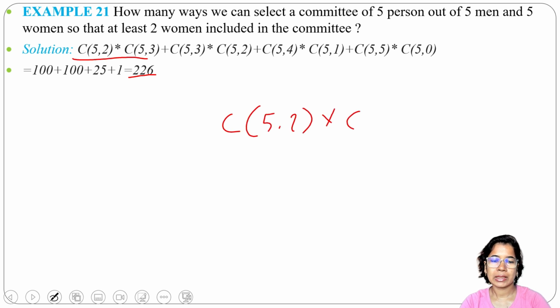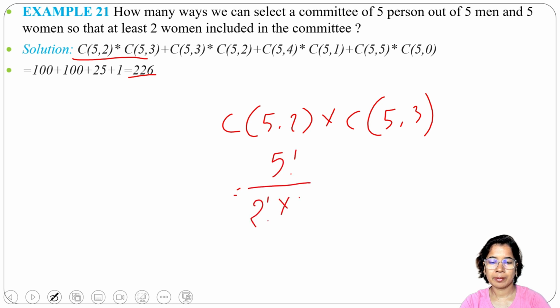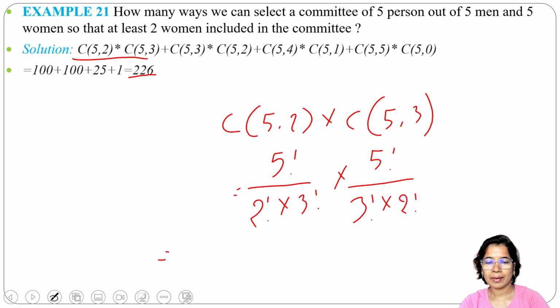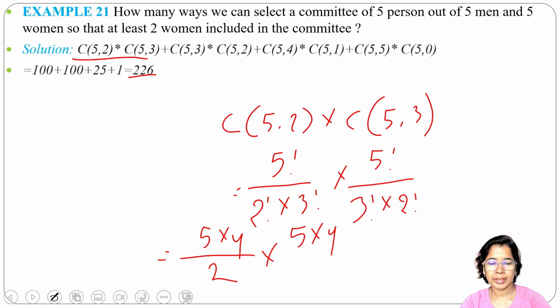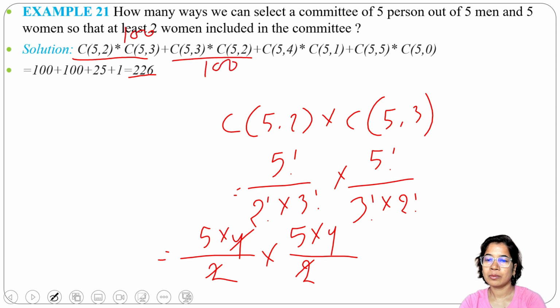C52 multiplication C53. C52 is 5 factorial divided by 2 factorial multiplication 3 factorial, and C53 is 5 factorial divided by 3 factorial multiplication 2 factorial. So this 5 factorial you can write as 5 multiplication 4 multiplication 3 factorial, 3 factorial will be cancelled, divided by 2. Also 5 multiplication 4 divided by 2, so 2 times 2 is 4, done. 5 multiplied by 5, 25 multiplied by 4, it's 100. So this result is 100, and again this result is 100 as both are the same.